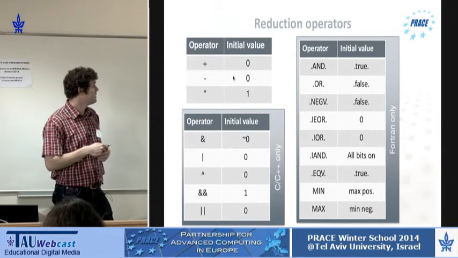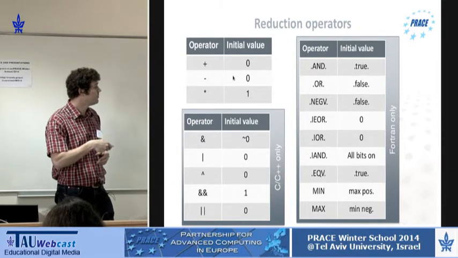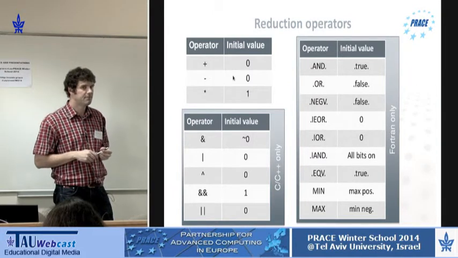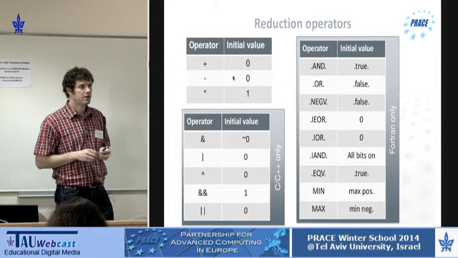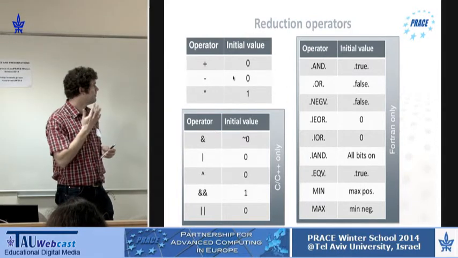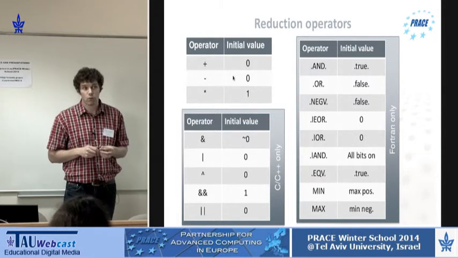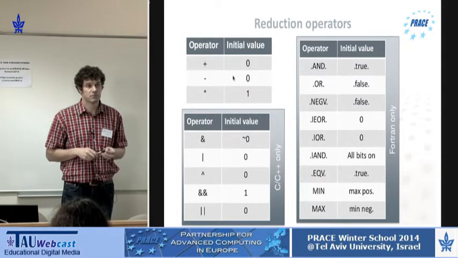But in C, for example, there is no maximum or minimum. So it's a bit different than MPI reduce, where you have a little bit more selection of what operators to use. And in MPI, you can actually also, I think, define your own reduction operators.